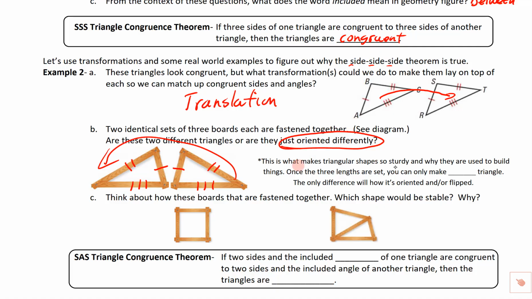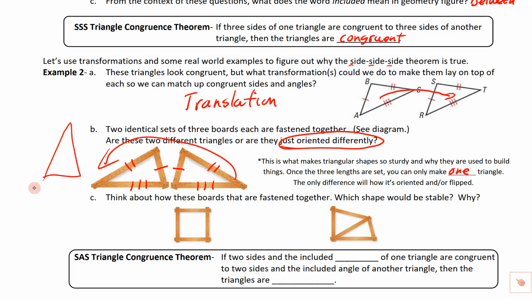So this is what makes triangular shapes so sturdy and why they're used to build things. Once three sides are set, you can only make one triangle. It doesn't matter if we flip it one way or the other. We could have one of these pointing up or something like that. It wouldn't make any difference. If you've got the same three sides, you're stuck with one single triangle. It's a very solid shape.